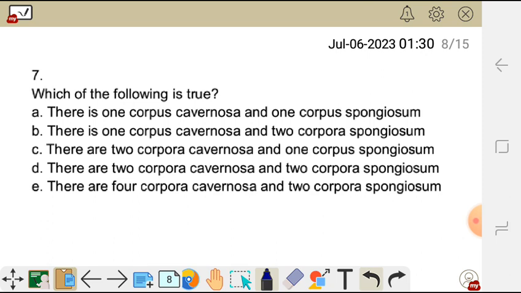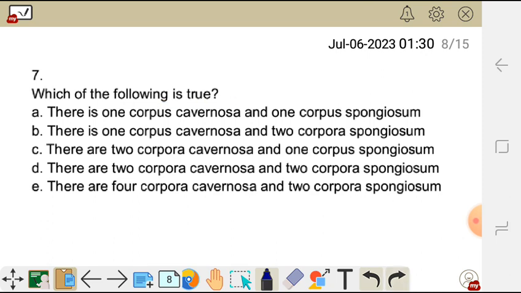Question 7. Which of the following is true? A. There is one corpus cavernosa and one corpus spongiosum. B. There is one corpus cavernosa and two corpora spongiosum. C. There are two corpora cavernosa and one corpus spongiosum. D. There are two corpora cavernosa and two corpora spongiosum. E. There are four corpora cavernosa and two corpora spongiosum. Okay, so which one of these statements is true?